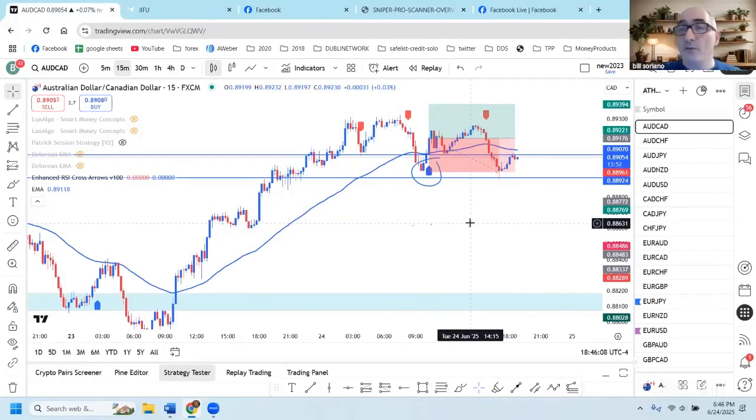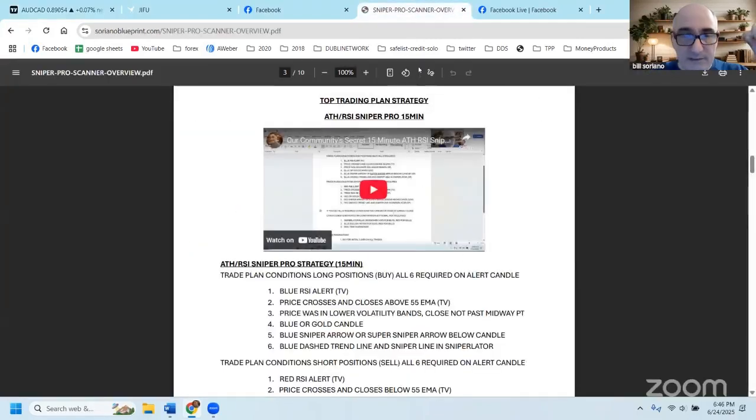When we went over to the Sniper Pro Scanner, we looked for the other 4 conditions, and 3 out of those 4 conditions were met. The one condition that wasn't met was condition number 3 here, where price was in lower volatility bands and the close was not past the midway point. This is the one condition. Whenever you have one condition that doesn't get met, what I've noticed is this number 3 is the one, right?